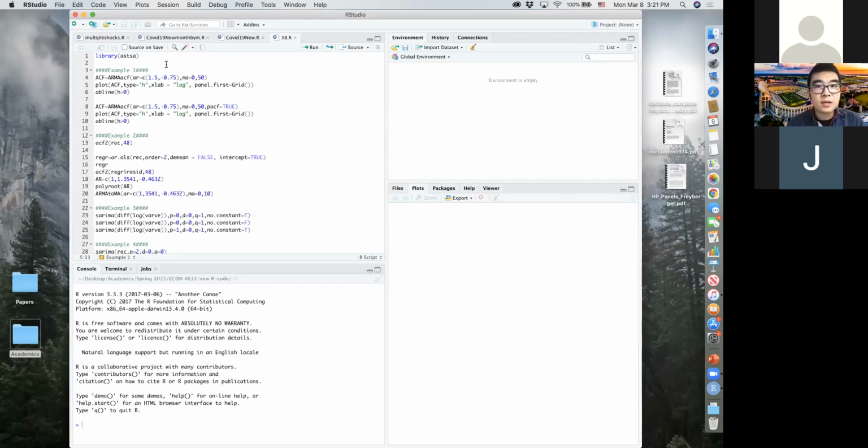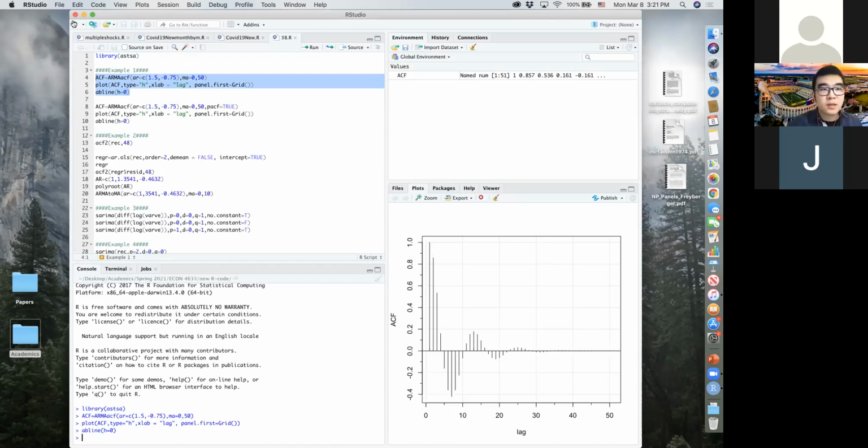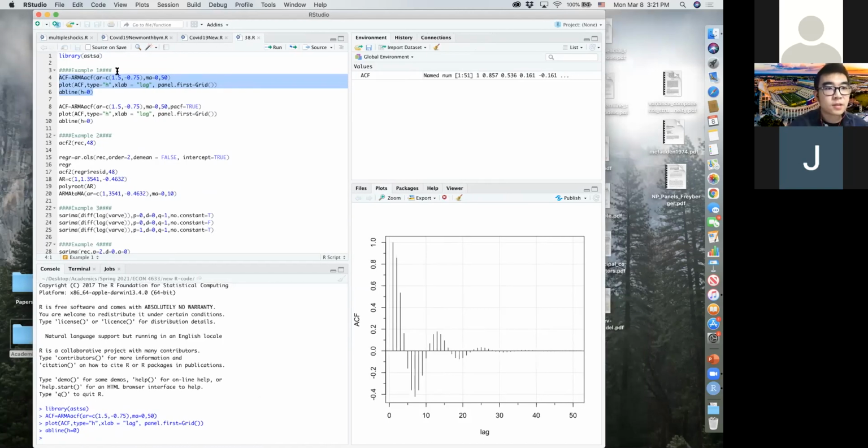So this is today's R. The first example is that I plot some ACF plots. This is an ACF plot of an AR model, and this is an AR(2) model. The coefficients are 1.5 and negative 0.75, which is the example that I gave earlier.